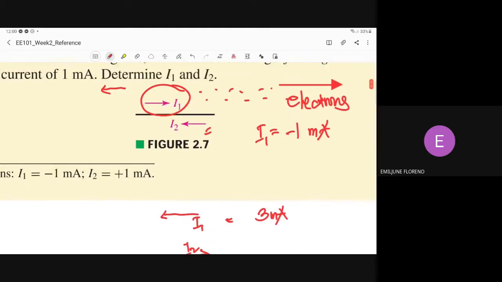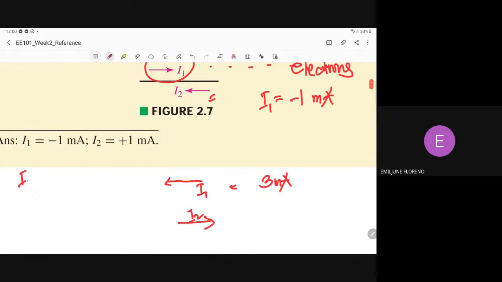Unsa man? So I1 is pila I1? Positive. Electrons na siya. Electrons ang I1, right to left. Positive 3. So, negative 3, di ba? Negative 3, sir. Okay, electrons man na siya, ang I1. Kang atong lantawon is ang positive proton. Okay. So, ang I2 nato is 3 milliampere.